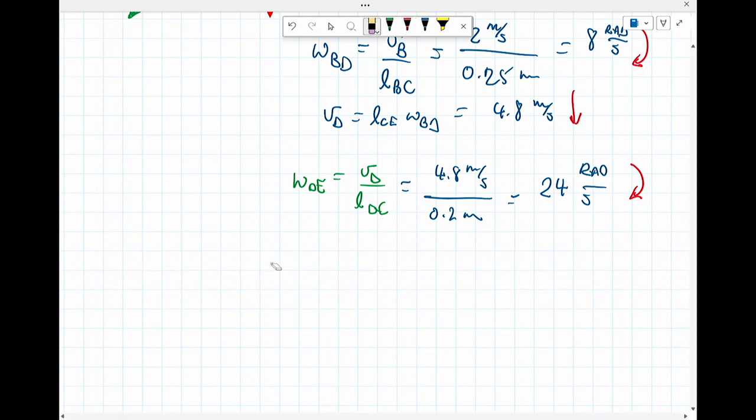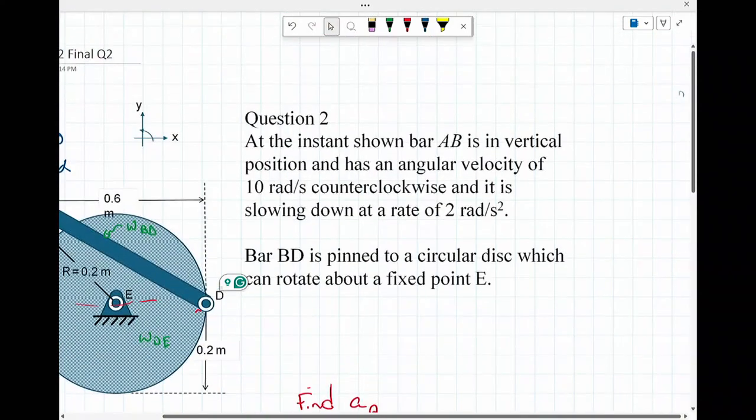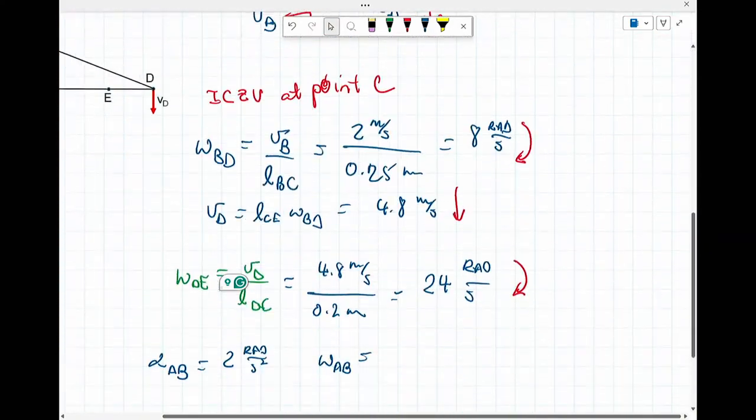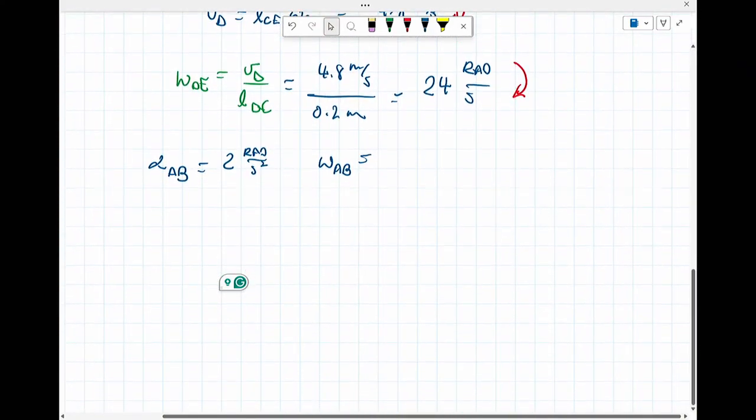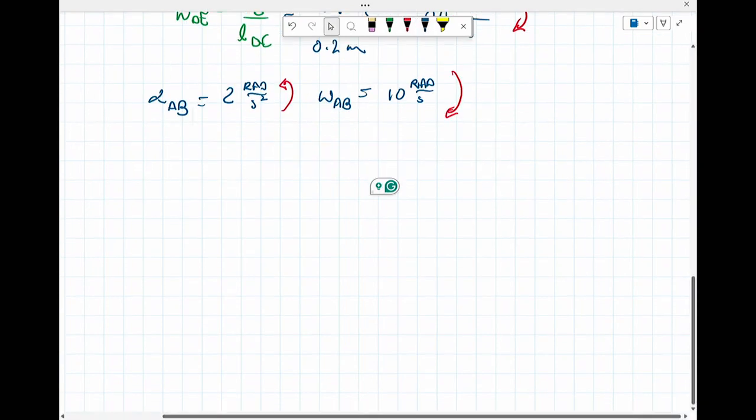Now, I'm given at the very beginning of the problem alpha AB equals 2 rads per second squared, and omega AB equals, I think I gave a weird coordinate, 10 rads, I'm just going to say 10 rads per second, and one is rotating like this and the other is rotating like this.